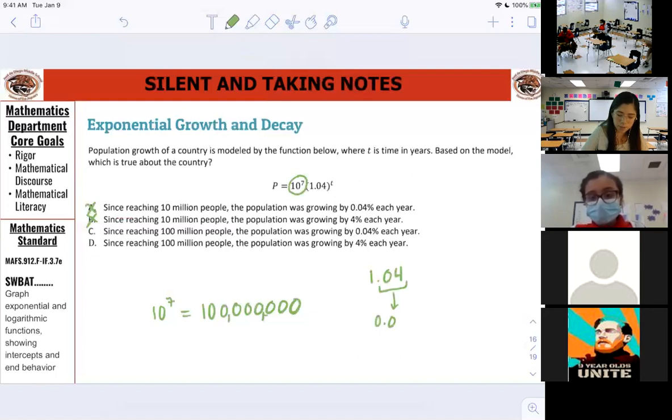And what's 0.04 back to a percentage? Wait, can you repeat that? Okay, so inside the parentheses was 1.04. But what is 0.04 back to being a percentage? Or percentile. 4. Or, yeah, just 4.